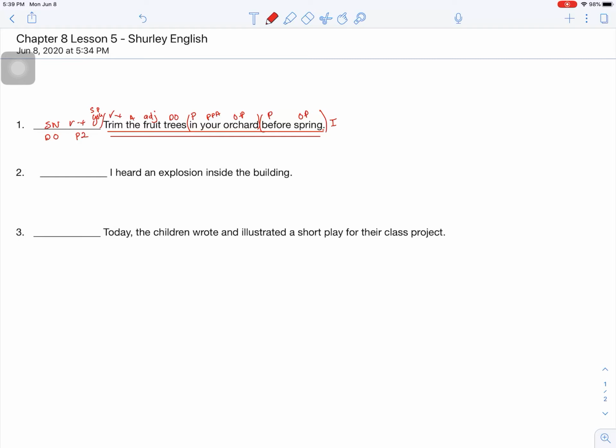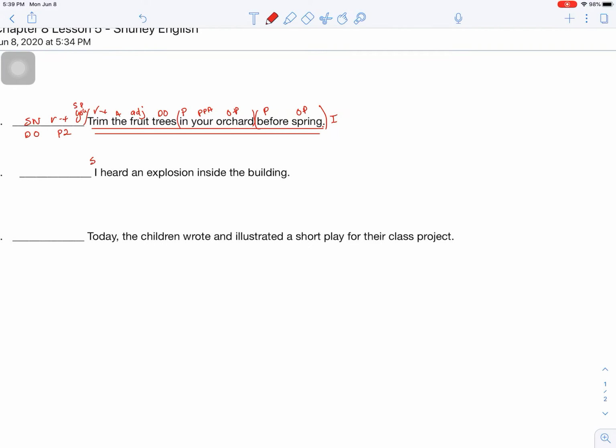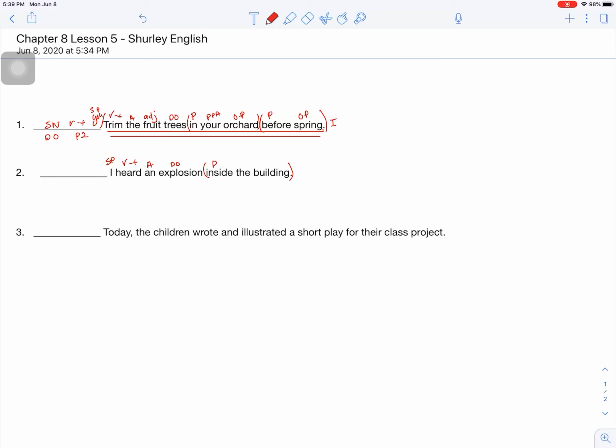Who heard an explosion inside the building? I did. So that is a subject pronoun. What did I do? I heard. Does the heard have to do with me? No, so we say heard what? It's verb transitive. It's a direct object, which is your explosion, because that's what you heard. An is an article adjective, so we write that down. Inside is a preposition. Inside what? A building, which is the object of your preposition. The is an article adjective.